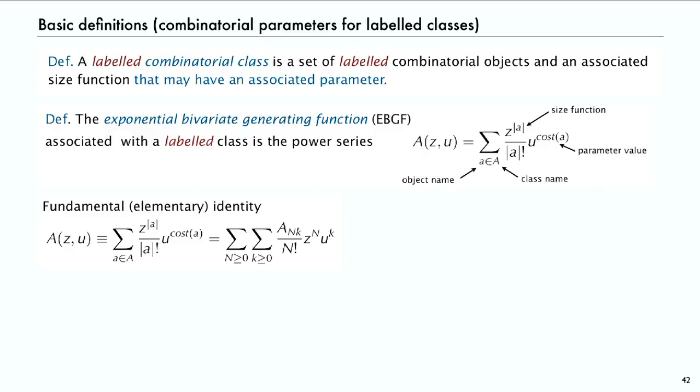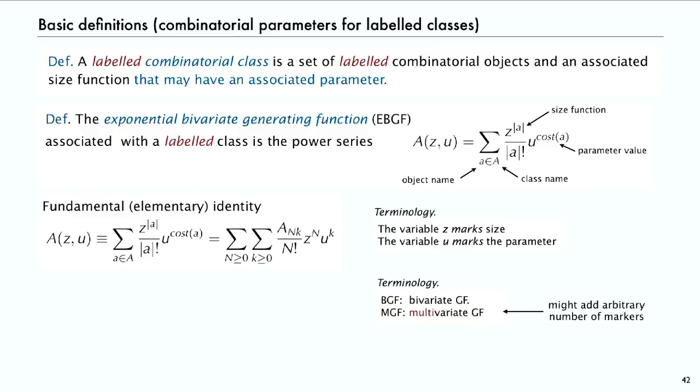If you're summing over all objects, you can group them according to the ones that are of size n and cost k and get a double sum with the familiar enumeration. And we use the same terminology. Z marks the size, U marks the parameter. We can extend it to multivariate generating functions because we could add an arbitrary number of markers.